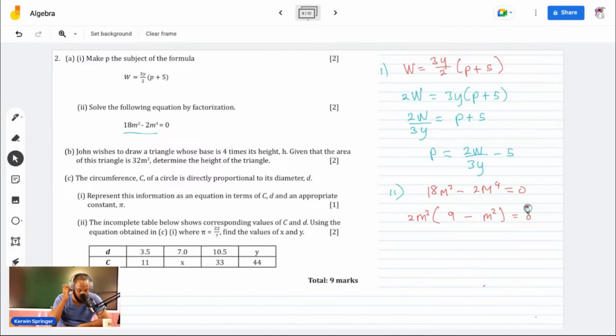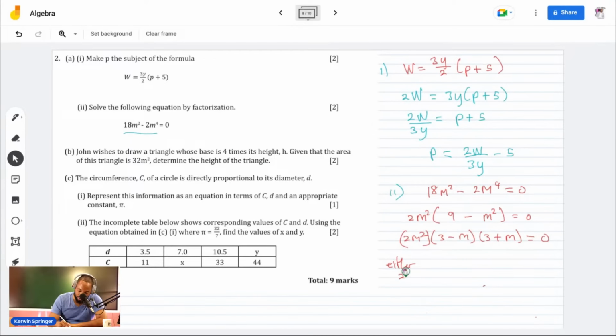So at the end of the day, this is going to give me 2m squared into (3 minus m) into (3 plus m). Those of y'all who understand that, fantastic. Those who don't, this is a difference of 2 squares. 9 is a square number, the square root of 9 is 3. m squared is a square number, the square root of that is m. And then I have a product.